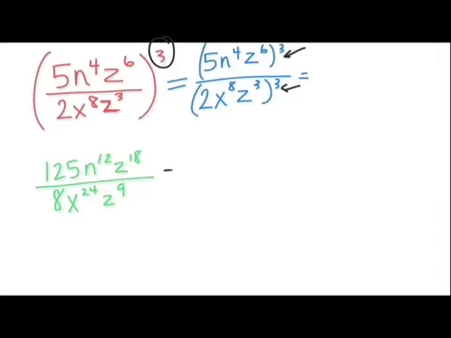And then we can take this and simplify even further. 125 over 8 we can't simplify, so I'm going to write that down, 125 and then my 8. And then I look at this and I only have n's in my numerator, so I know those have to stay, n to the 12th. And then my x's are only in my denominator, so I'm going to write those down, x to the 24th. I have z's in both my numerator and my denominator, and so then those I can simplify to z to the 9th. And there's the answer.